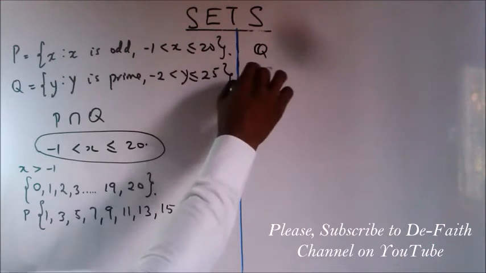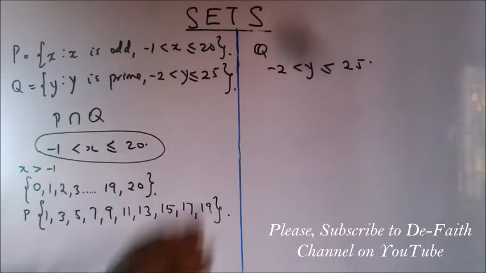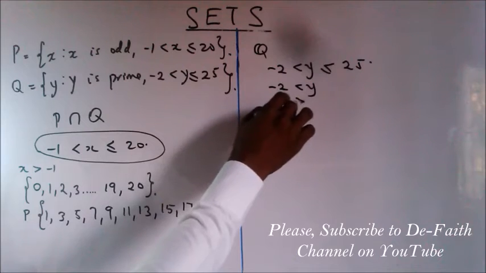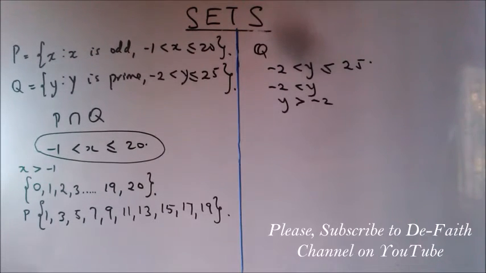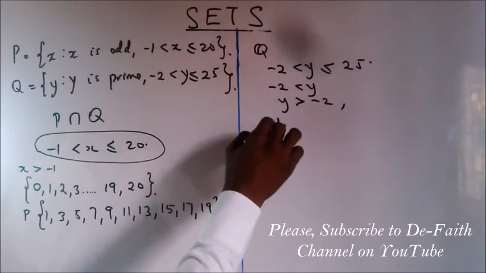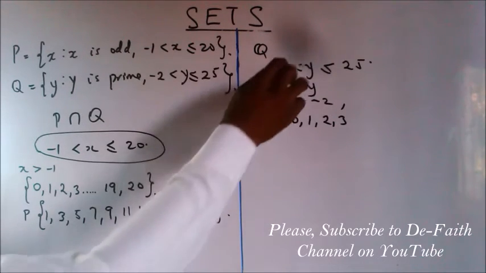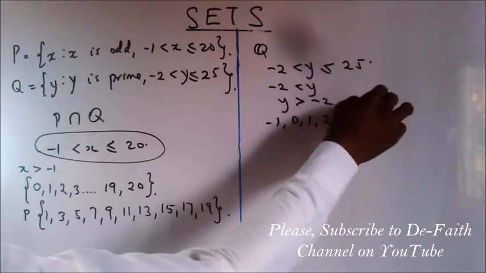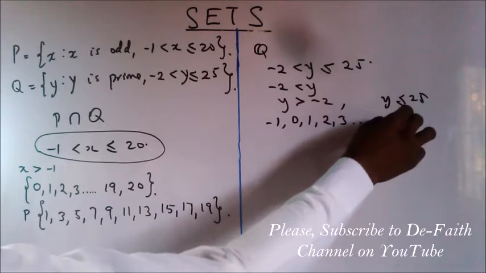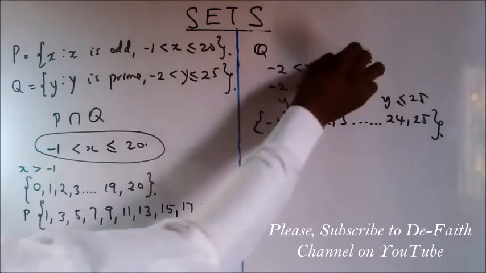For Q, we have minus 2 is less than Y, and Y is less than or equal to 25. With this information, if minus 2 is less than Y, it means that Y is greater than minus 2. What are the numbers that are greater than minus 2? It starts from minus 1, 0, 1, 2, 3. And then we're told that Y is less than or equal to 25. That means we'll continue counting until we get to 24 and 25. So this is what satisfies these inequalities.